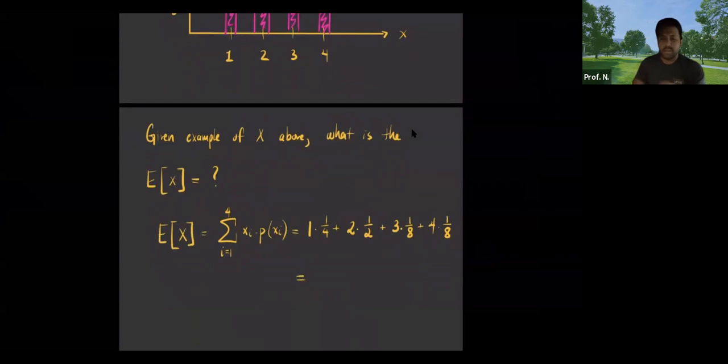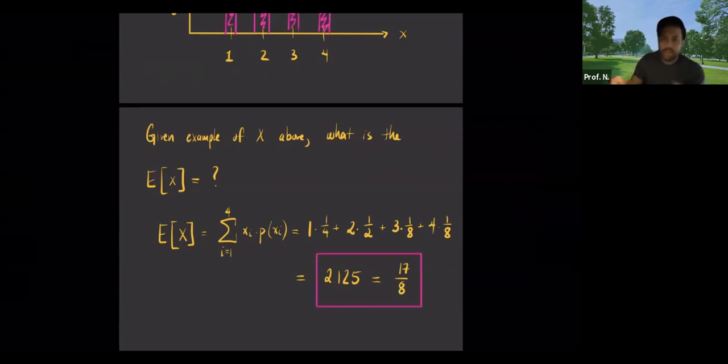what do I get? So I get 1/4 plus 2 times a half is 1 plus 3/8 plus a half. And I get 2.125. And as a fraction, that would be 17/8. This is my expected value.